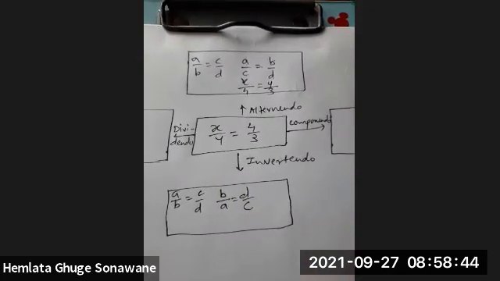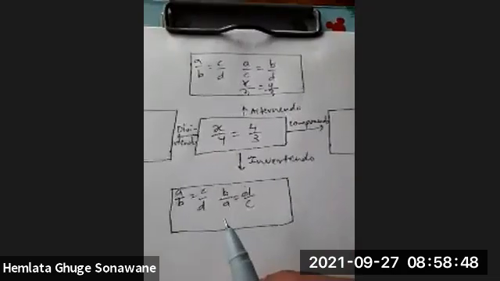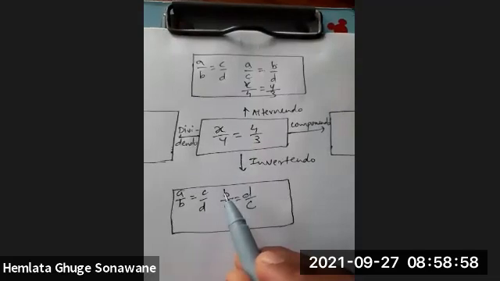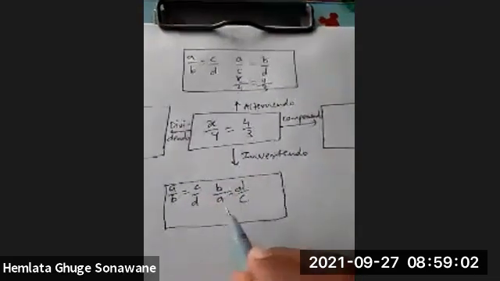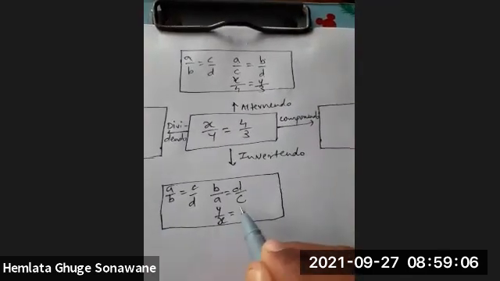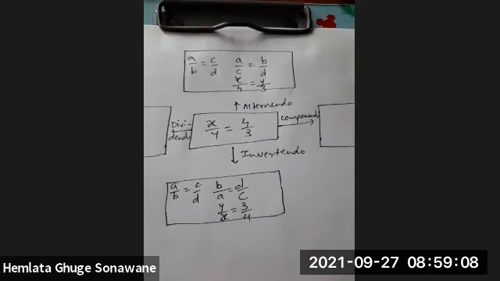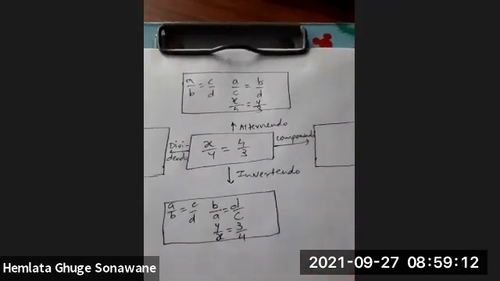Anyone please? Yes, beta, please. x upon 4. No, beta, here we are writing B first, that is y. Y upon x, and 3 upon 4. Very good. If you write this perfectly, you will get complete marks.